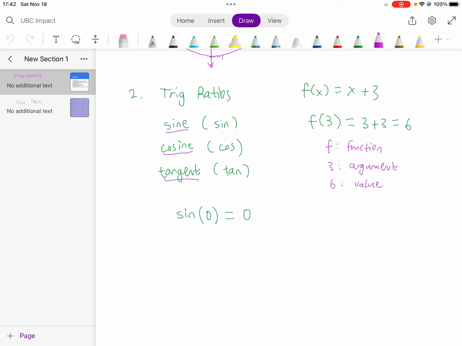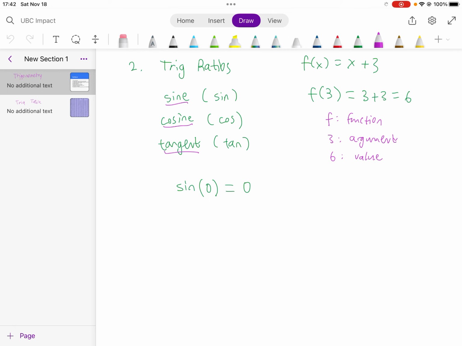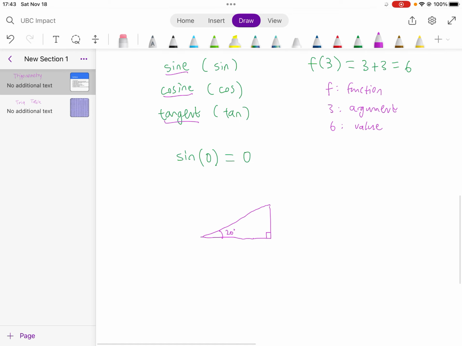Okay, so before I go into the unit circle and stuff, I'm going to first explain what these trig ratios mean. So let's say you have a triangle. It has to be a right triangle. So like this, it's a right triangle. And then you have an angle here. And let's say that this angle is 20 degrees. So you know that this side length here is A, and this one is B, and this one is C.